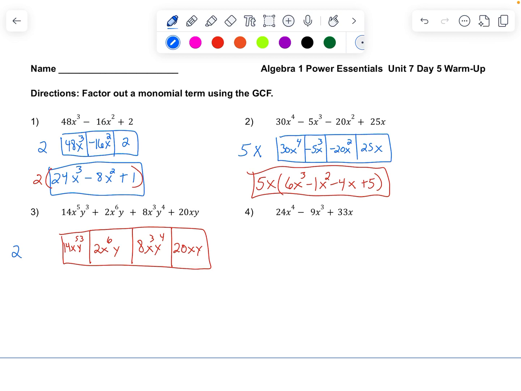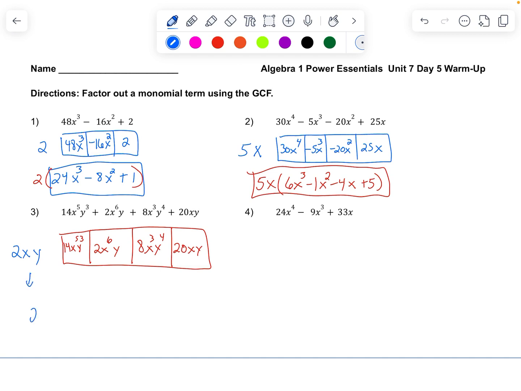And if I look, my first box has 5 x's, second box has 6, then 3, and then 1x. So they all have at least 1. If I were to try to factor out more than 1x, that last box, it would not work because there is only 1. Y's, I have 3, 1, 4, and 1. So they all have at least 1 y. So we're going to factor out a y as well.